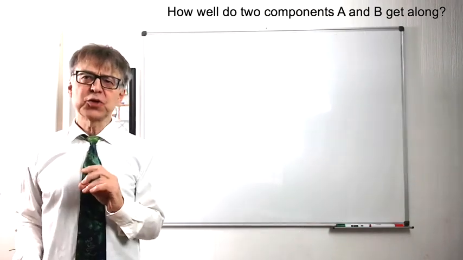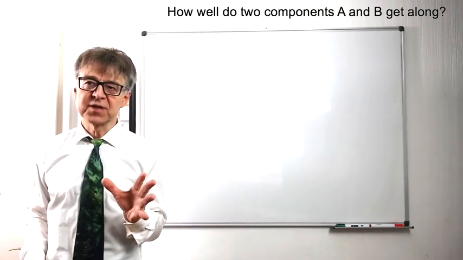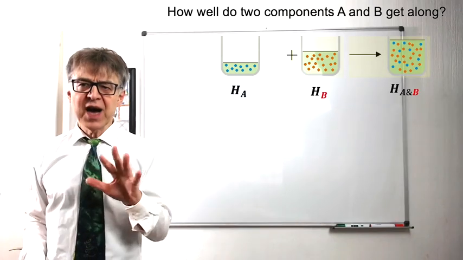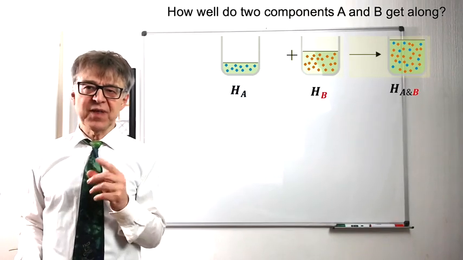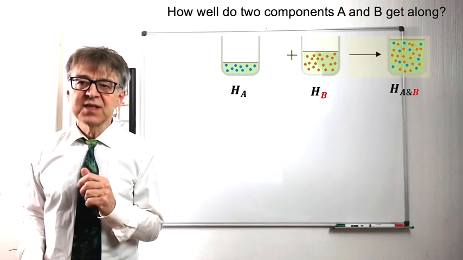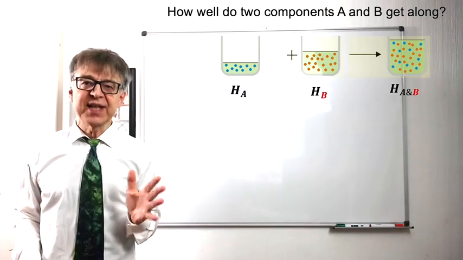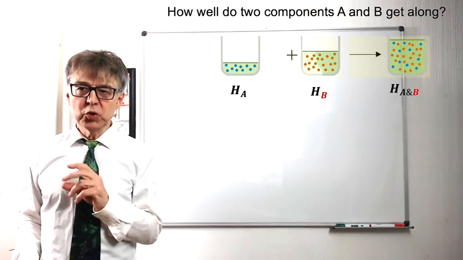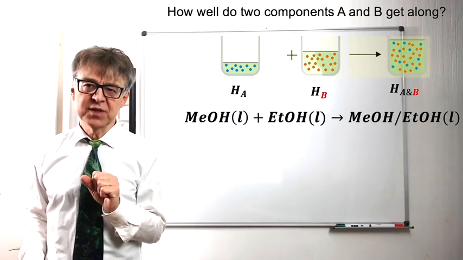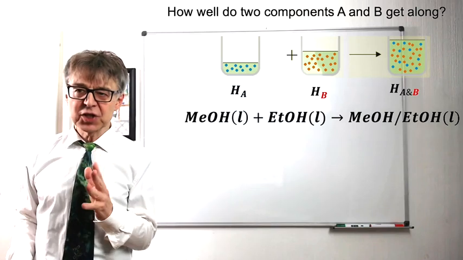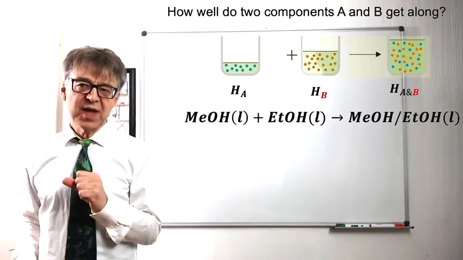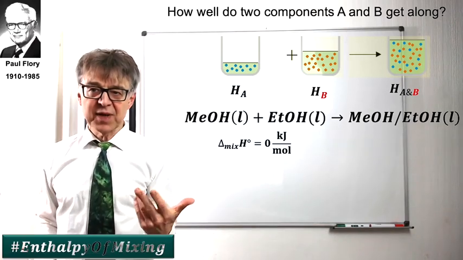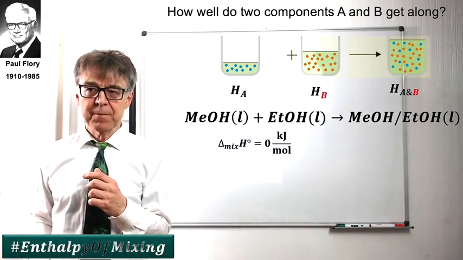A simple solution contains two components, solvent A and solute B. Depending on how the interactions between these components are, a distinction is made between ideal and non-ideal solutions. If we mix two chemically very similar components, the enthalpy of the mixture corresponds exactly to the enthalpy of the starting materials. There is no enthalpy of mixing, no heat of mixing.